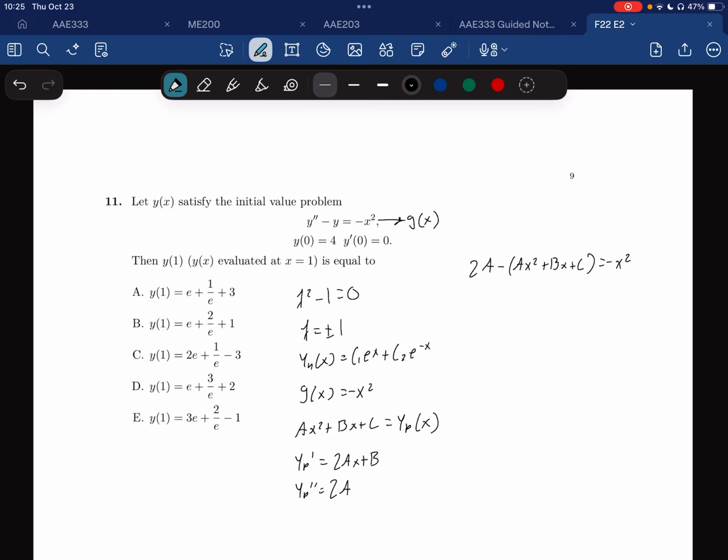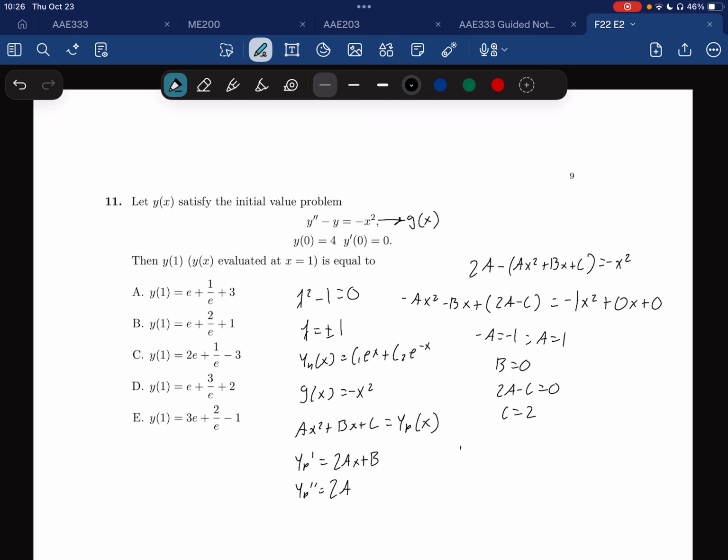So what do we have here? Once we combine like terms, you have minus ax squared minus bx plus our constants of 2a minus c. This is going to be equal to minus 1 x squared, I'll show you why I'm doing that in a second, plus 0x plus 0. So obviously you have negative a is equal to negative 1, so a is equal to 1. There's no x term, so b is going to be equal to 0. And 2a minus c is equal to 0, and a is equal to 1, so c is equal to 2.